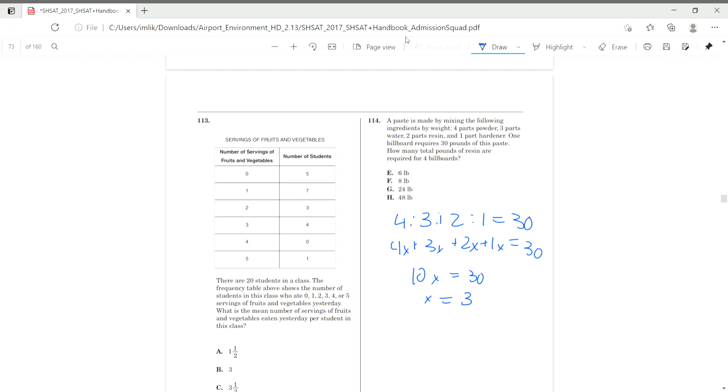So we want to find resin. If we find resin, 2 parts resin, 2 times 3 is 6. So for every billboard that we make, we use 6 pounds. But we need 4 billboards, so 6 pounds per billboard, and we want 4. We multiply this by 4, we get 24, which is 24 pounds, which is G. And that is their last question. And that's basically as hard as all the problems are going to get.